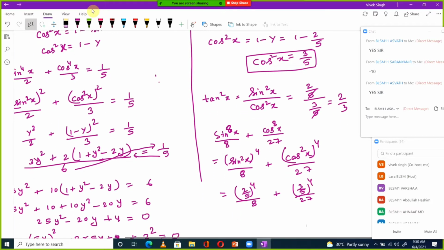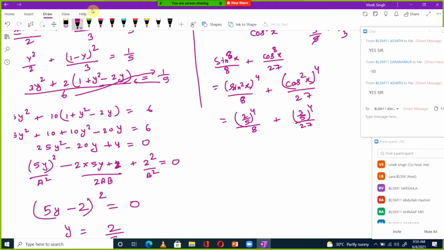Okay, so we will simplify this. So what you will get? 2 by 5 whole to the power 4. 2 to the power 4 will be 16 divided by 5 to the power 4 will be 625, and divided by 8. So this 8 will be multiplied in denominator. Plus again here 3 to the power 4 will be 81 divided by 5 to the power 4 will be 625 into 27. Simplify this. 8 table we can cancel this 16 2 times. 27 table we can cancel out 81 3 times.